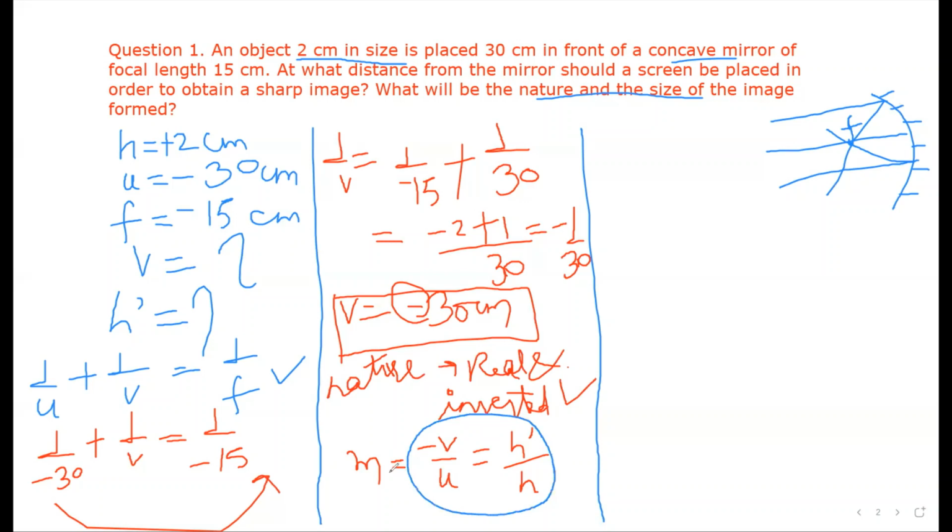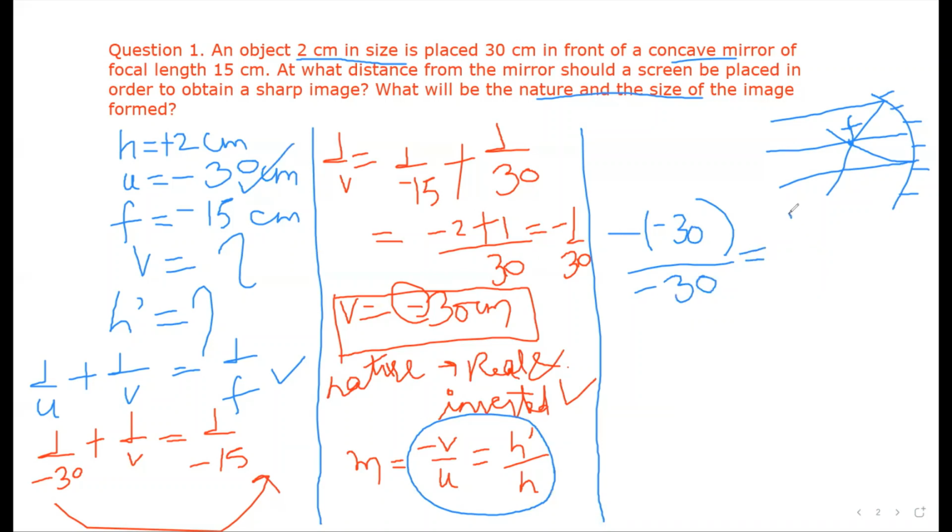So after putting the values: minus is already here. Minus, what is the value of v? We got it as minus 30. So one more minus will come, as minus 30 centimeter. Now divide by u. What u value have we taken? That is minus 30 again. So it will also be minus 30, equals to, what is h dash?